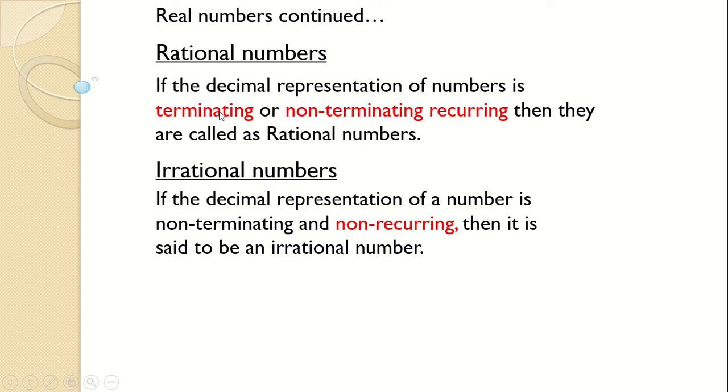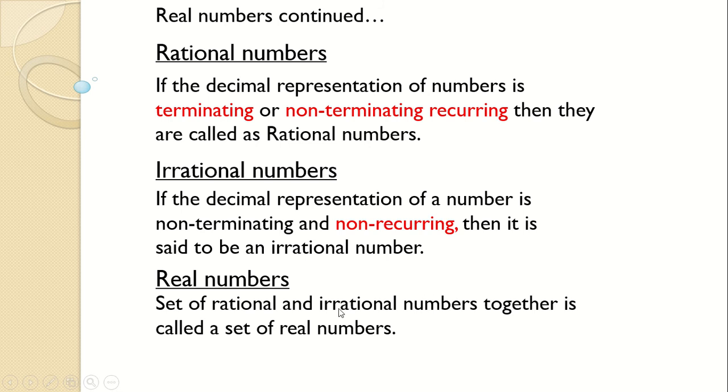So for decimal representation, here it is terminating or recurring. Here it is non-terminating and non-recurring. Okay, so it is totally opposite. Then real numbers. The set of rational and irrational numbers together is called the set of real numbers. So both these numbers together are called the set of real numbers.